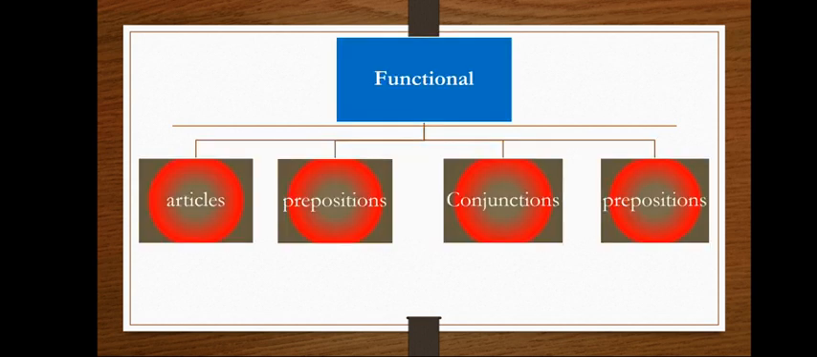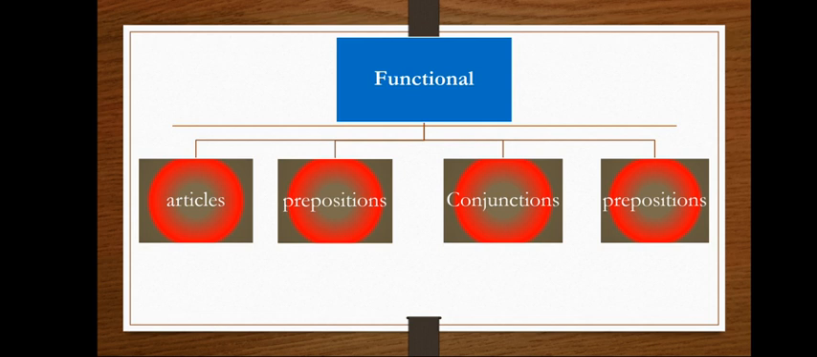On the other hand, we have functional free morphemes such as articles, prepositions, conjunctions, and pronouns. So now you can see here that functional free morphemes are also called close-ended class, because rarely we can add new articles, new prepositions, new conjunctions, and new pronouns. The last one is not preposition, it is pronoun.